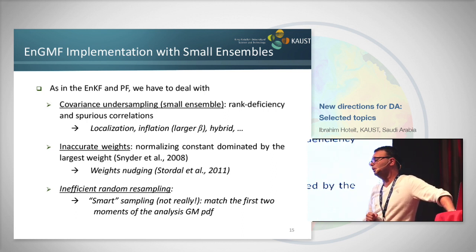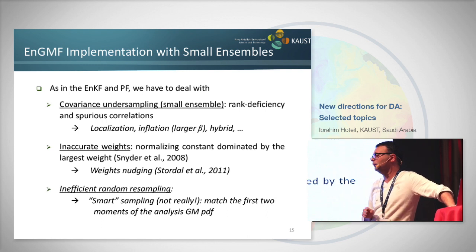You have small ensembles. One simple way, Stordal in 2011, is to nudge the weights and make them uniform. It's naive, but it works well. And the most important thing is resampling. If we resample randomly, as we're doing in the EnKF, we're just losing variance. And if you lose variance, it will not work very well.